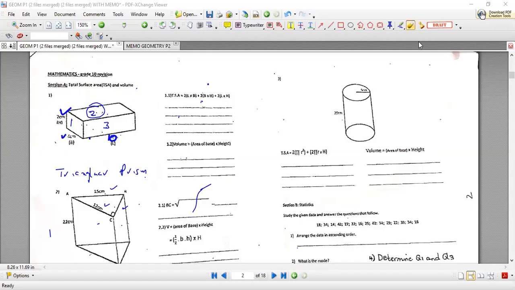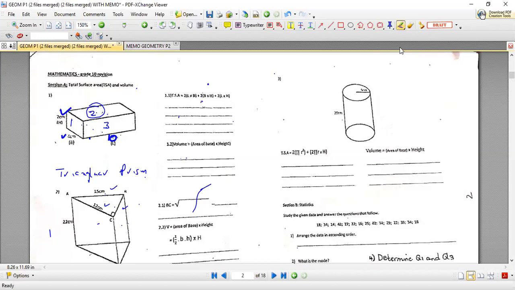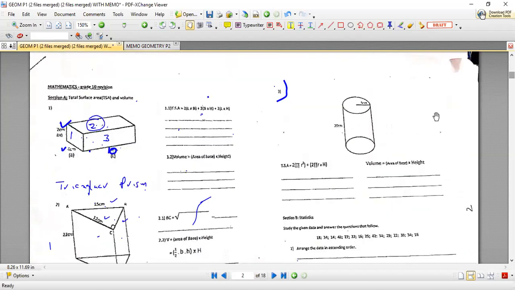Hello, grade 12B. Right, we're going to continue with our work on area and volumes of 3D figures. We have done the triangular prism and the rectangular prism. Now in figure 3, we see we have a cylindrical prism.